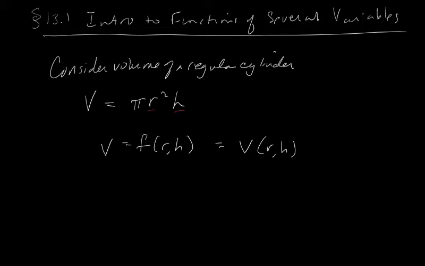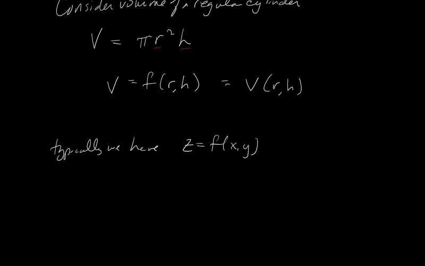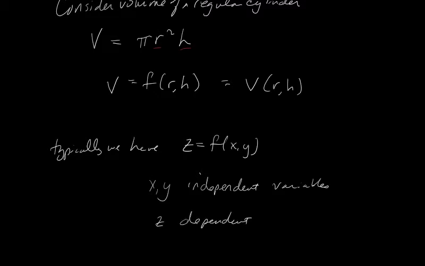Now, typically, we are going to have z defined as a function of x and y, where z is equal to f of x, y, where x and y are the independent variables. And z is, of course, the dependent variable, dependent on both x and y.